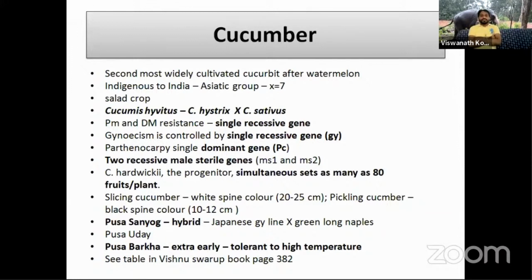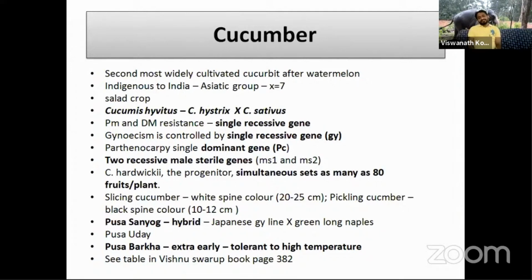Powdery mildew and downy mildew resistance in cucumber is governed by a single recessive gene, and gynoecious lines are present in cucumber. So what is the advantage of these gynoecious lines? Gynoecious lines have all female flowers. There is no male flower, so there is no need of emasculation or removal of male flowers when we go for hybridization. So it reduces the cost of labor and makes hybrid seed production economical.